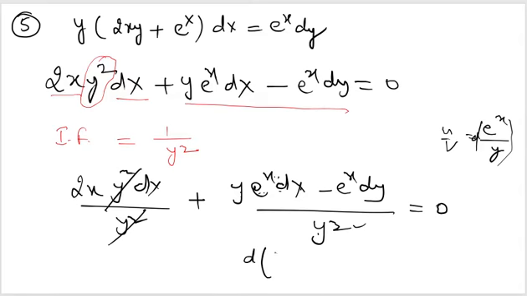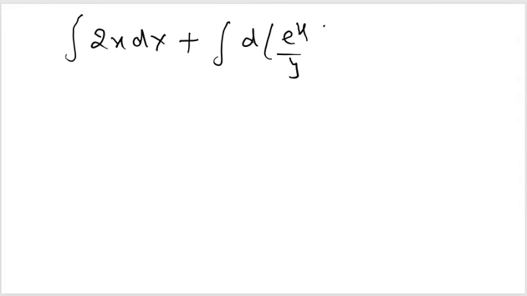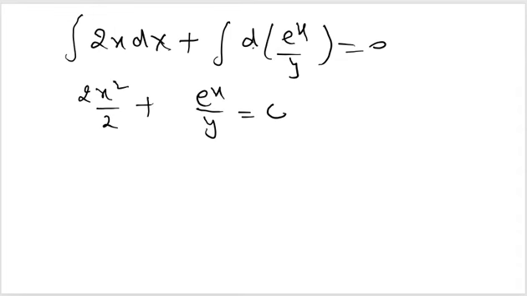We can write it as d of e to the power x upon y, and on this side we have this term. So yes, now it is integrable. You can integrate both sides. This side you can integrate d of e to the power x by y. Yes, this is integrable because it can be written in d terms. When you integrate, you get e to the power x by y plus the constant of integration. So we get the answer.